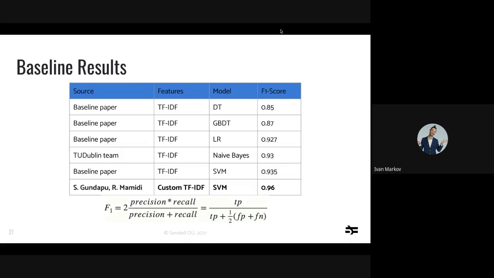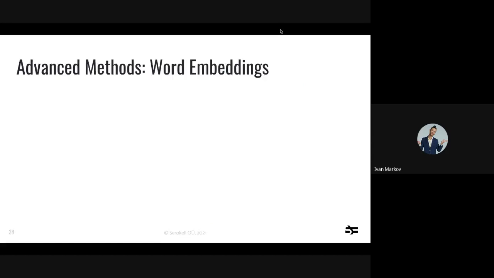And finally, among the baseline models, Gundapu and Mamidi constructed the SVM which leveraged a weighted TF-IDF. Also, they did some really cool pre-processing, basically achieving the best results across our baseline models, which is 0.96. It's a very strong result, which by itself can be a nice solution. But let's figure out if we can do it better. And it's time to get to something more advanced.